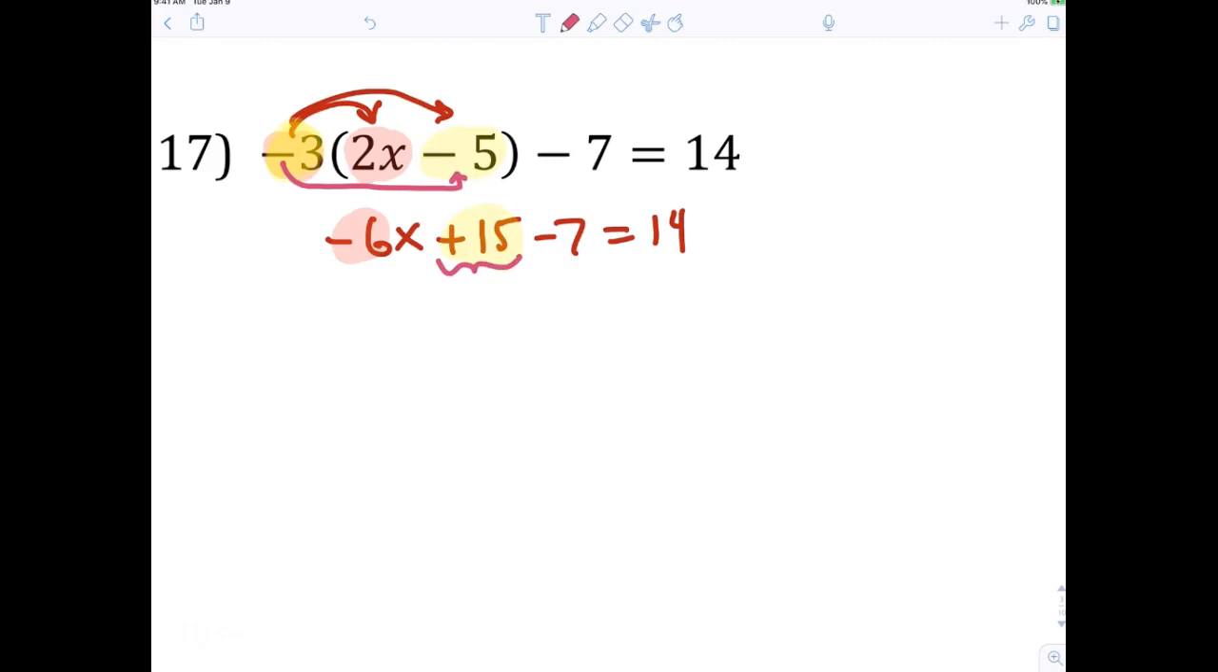You see it now? Yep, exactly. So now we combine terms. So when we combine terms, the -7 plus 15. So now I have -6x plus 8 equals 14.